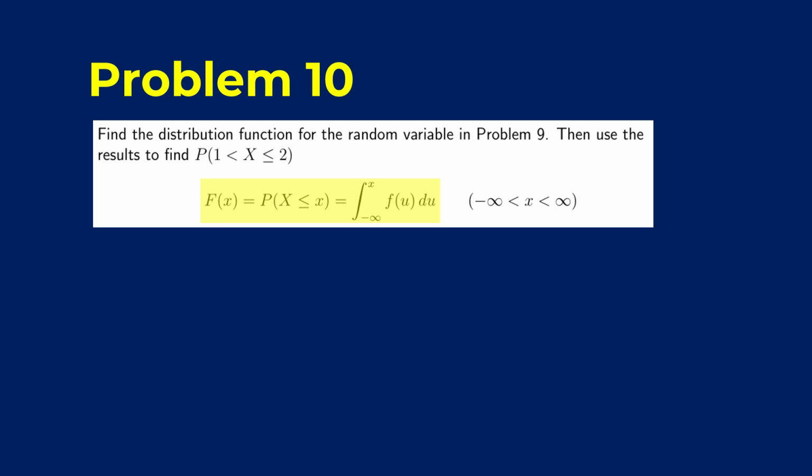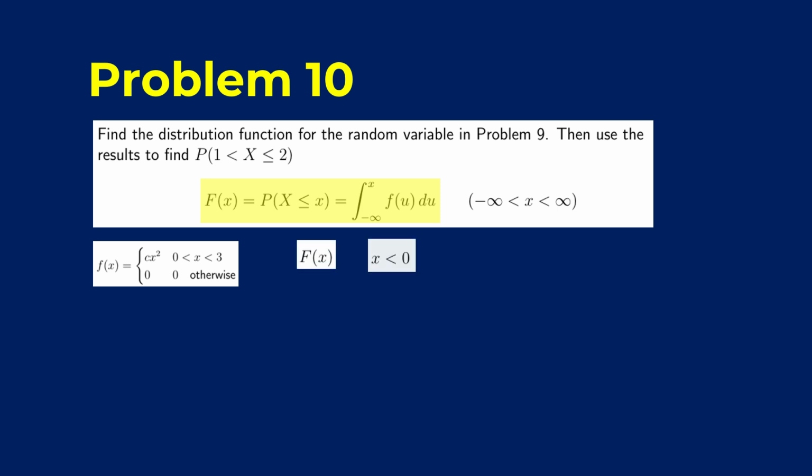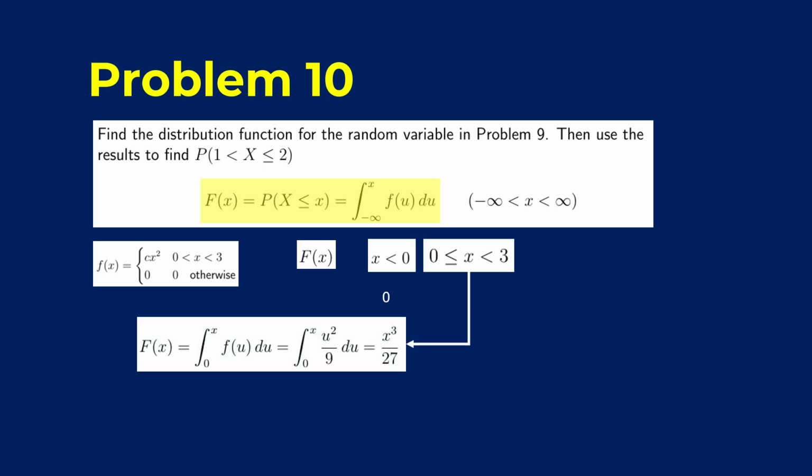From problem 9, we know the probability density function, and we found the value of c, which was 1 by 9. Now we need to find the CDF values in three intervals. First, x less than 0, where the CDF is 0 as PDF values are 0. Then we want to find the value when x is in the interval 0 to 3. In this case, we can solve this integral and we can see that the CDF value in this interval will be x cubed divided by 27.